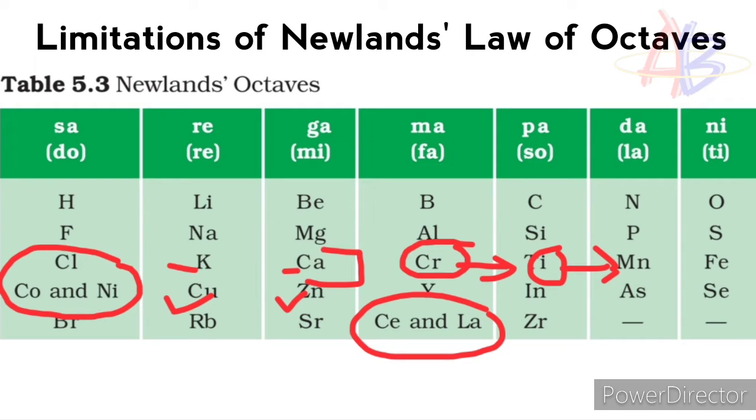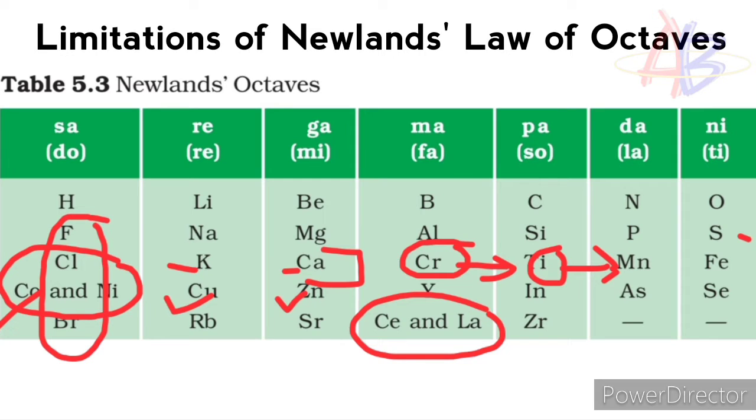Think about cobalt and nickel. They are placed in the same slot as fluorine, chlorine and bromine. Now as you know, fluorine, chlorine and bromine exhibit similar properties and they belong to the same group in the modern periodic table. But fluorine, chlorine and bromine belong to p block elements, while cobalt and nickel belong to d block elements. Placing them in the same column does not justify classification.